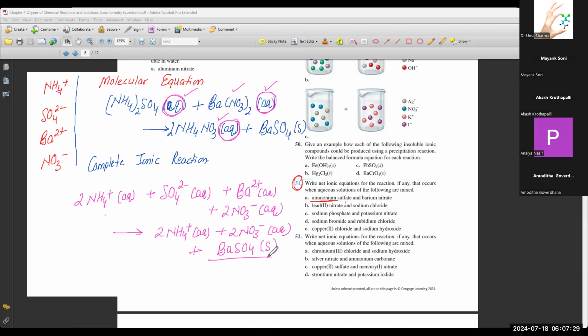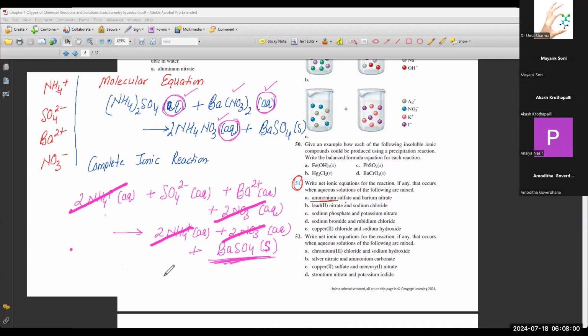See, I didn't split this one. I'm taking this as such. Yes, very good, Akash. And Mayank is telling me that spectator ions are ammonium and nitrates. Yeah, definitely they are spectators because they are always soluble. Rule number 1. So whoever is there in rule number 1 will always be spectator. Am I right? All the ions of rule number 1 will be spectator ions.